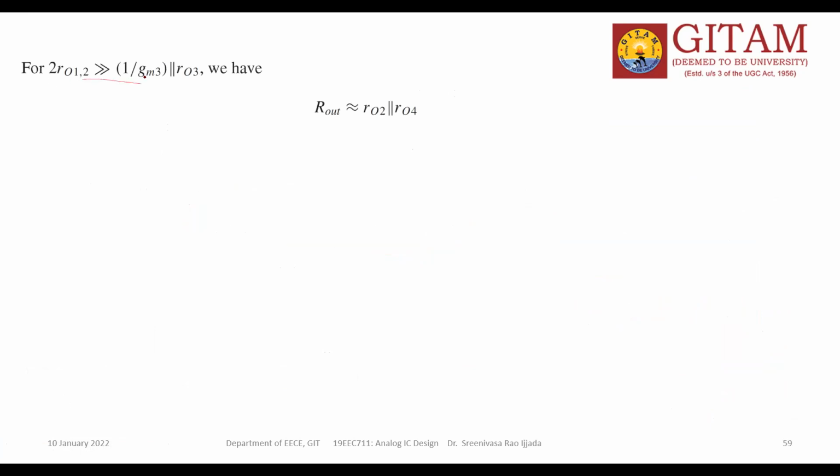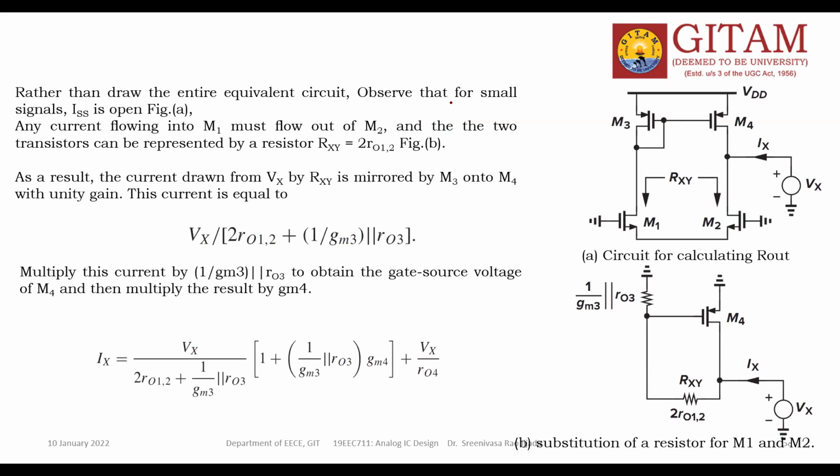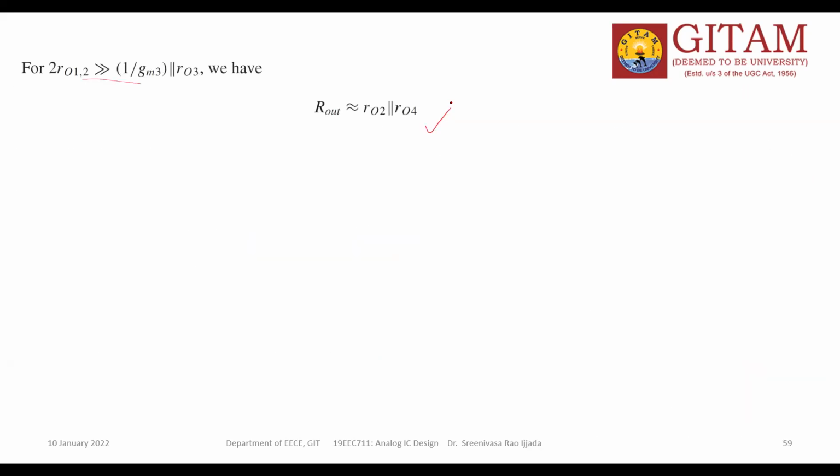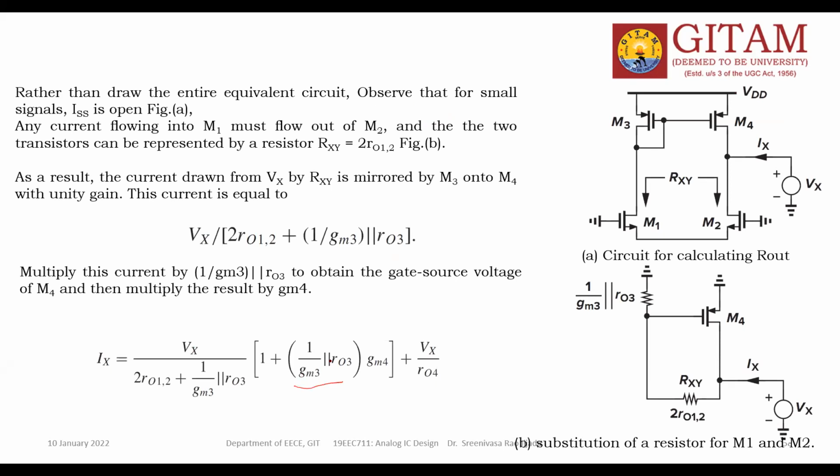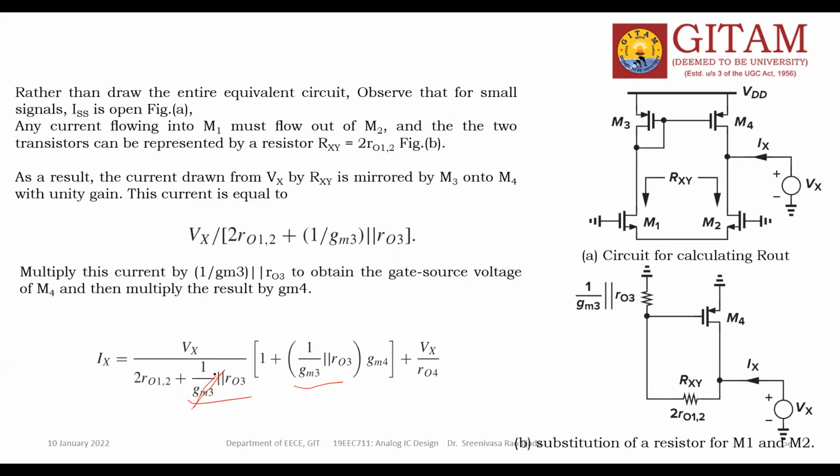If 2 times R012 is far greater than 1 by GM3 parallel with R03, we have R out approximately equal to R02 parallel with R04 only, a very small value. What is the approximation? Twice of R012 is greater than 1 by GM3 parallel with R03. So this is large, and you can neglect this. Similarly, here also you can neglect this one.